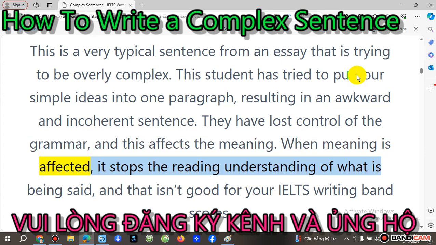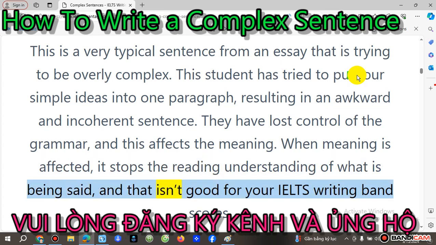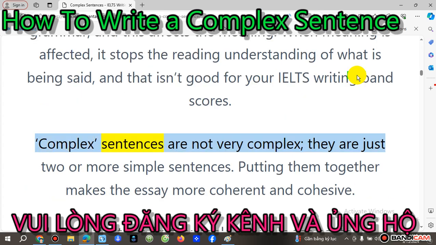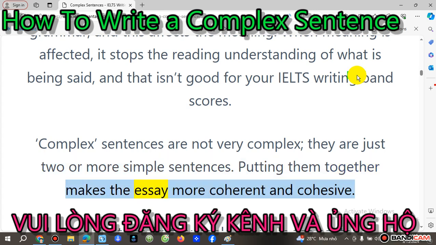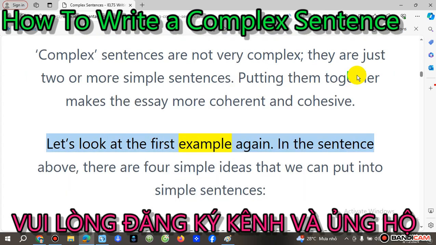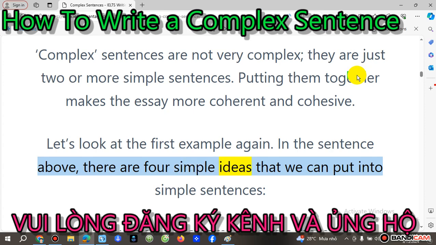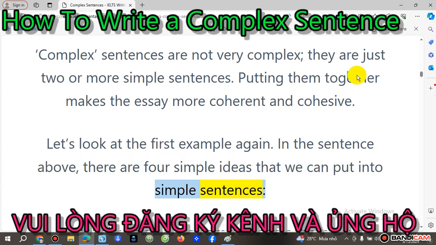When meaning is affected, it stops the reader understanding what is being said, and that isn't good for your IELTS writing band scores. Complex sentences are not very complex, they are just 2 or more simple sentences. Putting them together makes the essay more coherent and cohesive. Let's look at the first example again. In the sentence above, there are 4 simple ideas that we can put into simple sentences.